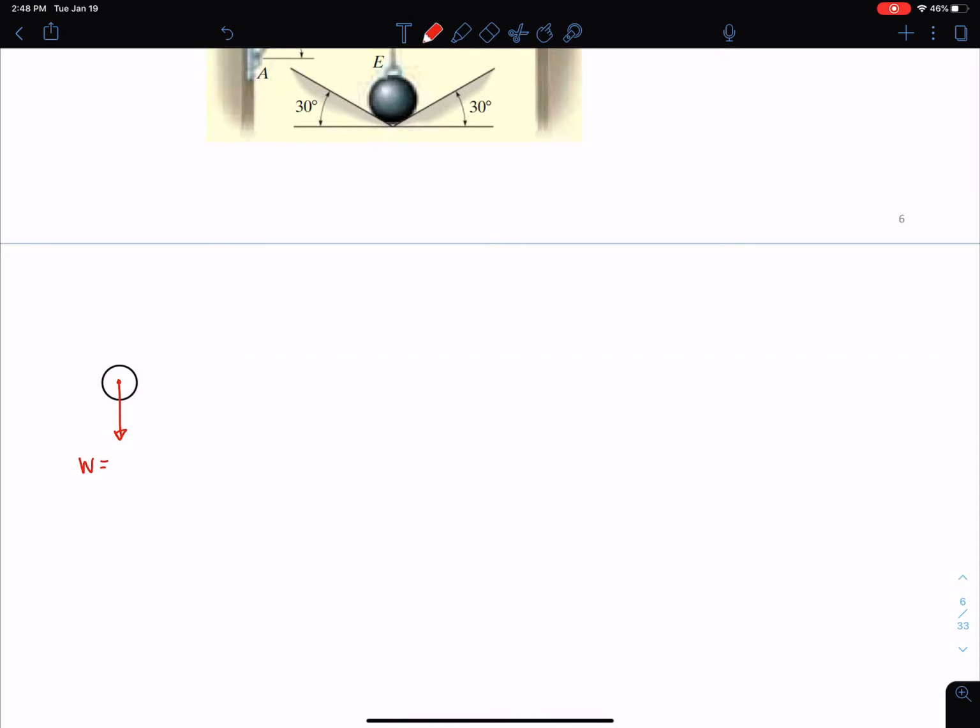W is equal to mg. m is 6 kg, 9.81 meters per second squared, and I end up with 58.9 newtons. Okay, so that's my W. You don't need to write out the calculation here. You could just go ahead and write 58.9 newtons. I just wanted to write it out to show you where I got it from. Okay, so that's the first part.